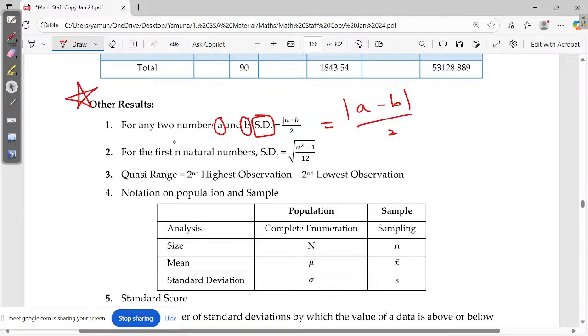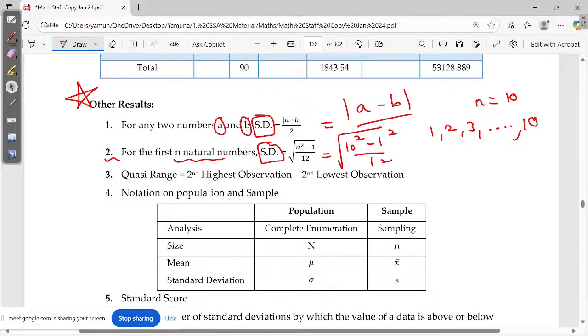Okay, first result. Second, if the first n natural numbers are given, what would be the standard deviation? For example, first 10 natural numbers means 1, 2, 3, up to 10 is given. First 10 natural numbers. So what's the value of n? 10. How do you find the standard deviation? Substitute in the formula. Root of (10 square minus 1) divided by 12. That's it. So root of (n square minus 1) by 12. Is it okay? Third, Cauchy range.